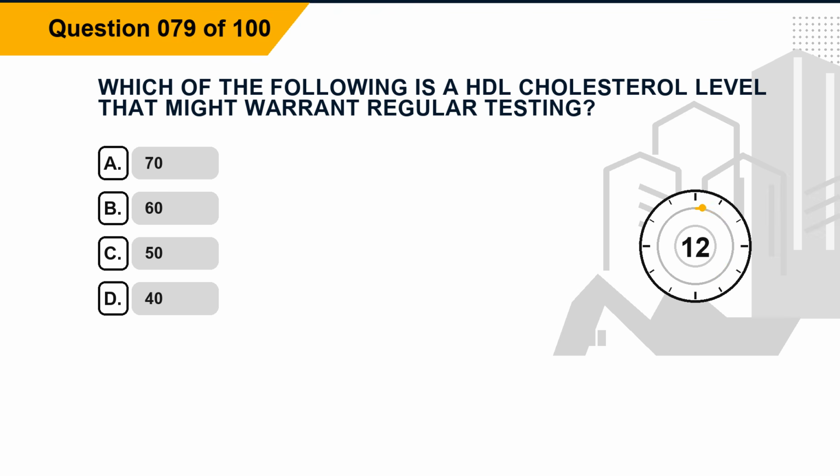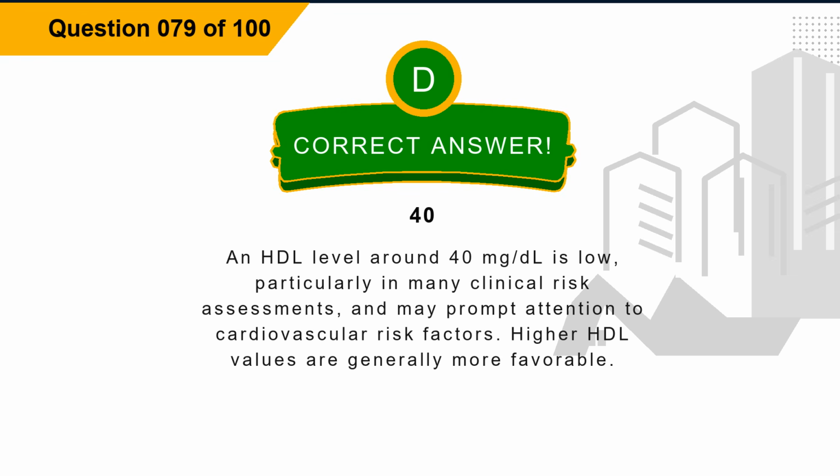Question 79. Which of the following is a HDL cholesterol level that might warrant regular testing? Option A, 70. Option B, 60. Option C, 50. Option D, 40. The correct answer is option D, 40. Explanation. An HDL level around 40 mg/dL is low, particularly in many clinical risk assessments, and may prompt attention to cardiovascular risk factors. Higher HDL values are generally more favorable.